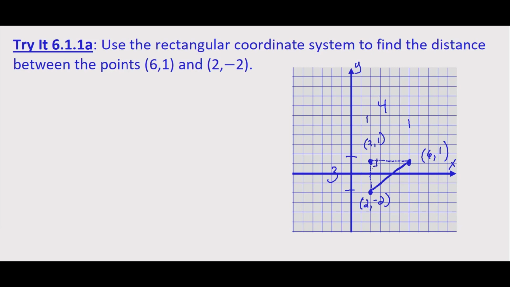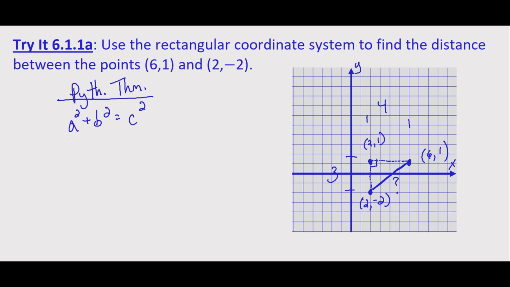So now we have a right triangle, and we know the side lengths are 3, 4, and the distance that we're looking for. So we'll call that c. So we know, according to the Pythagorean theorem, a squared plus b squared equals c squared, where a is the length of one leg, b is the length of the other leg, and c is the length of the hypotenuse. So we're looking for the length of the hypotenuse. That's the distance between (2, -2) and (6, 1).